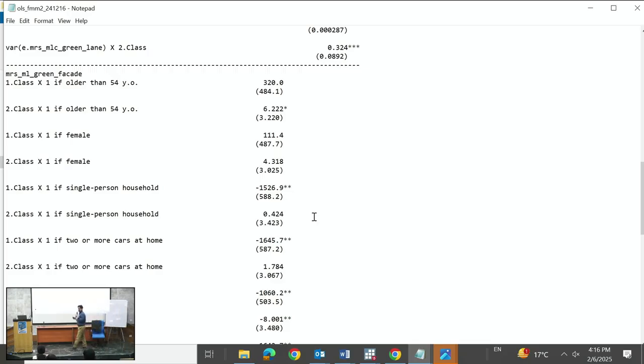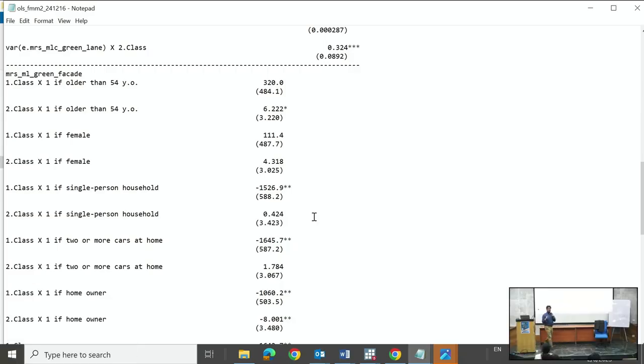What comes later depends a lot on interpretation. What does that mean? Does it mean that the people who have more cars also like their facade? I don't know. To me, the important result here was this.